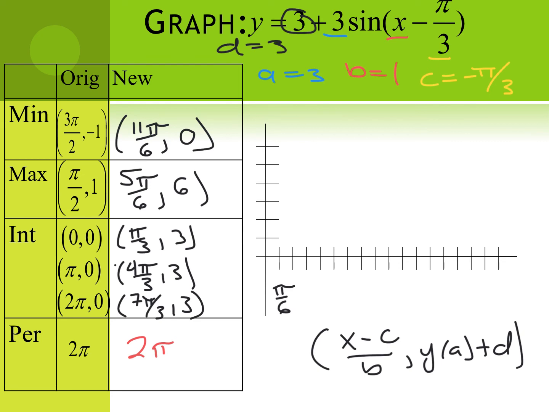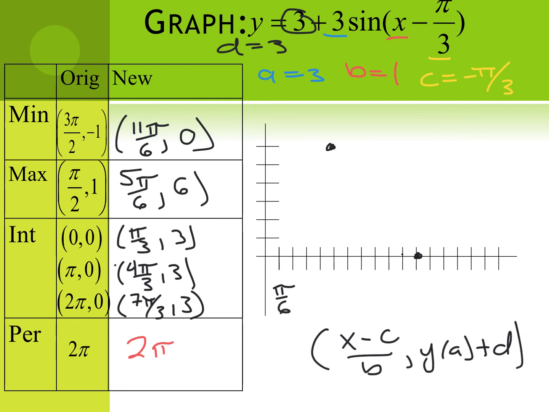So if I want to graph 11 pi over 6, I'm just going to count 11 tick marks and then put a dot. So we have 1, 2, 3, 4, 5, 6, 7, 8, 9, 10. Okay. 11 pi over 6, comma 0. For my next point, 5 pi over 6, comma 6. Again, because of how I set up my x-axis, I'm going to count over 5 tick marks and then go up 6. And my point should be right around there.